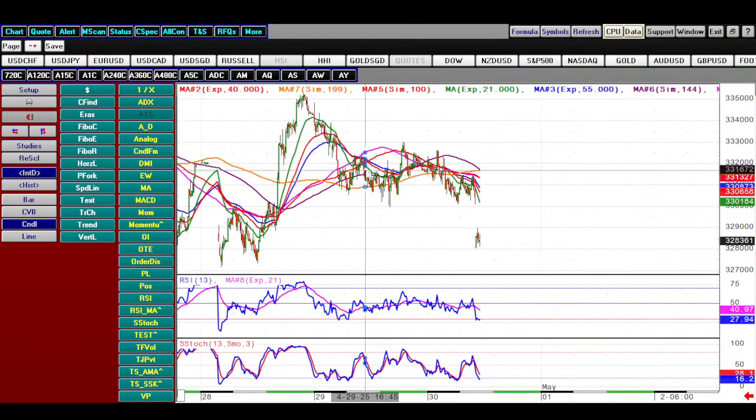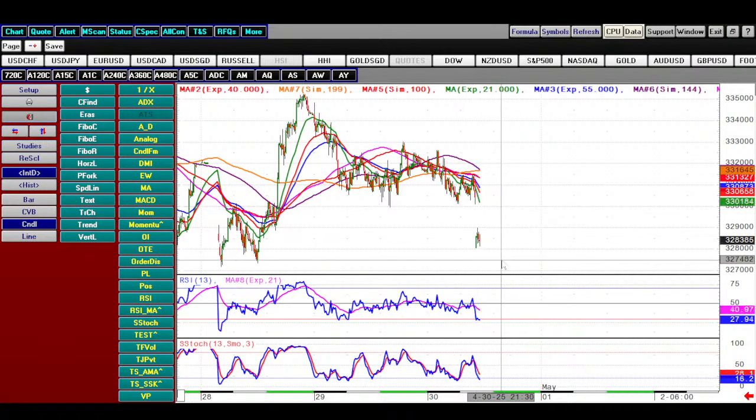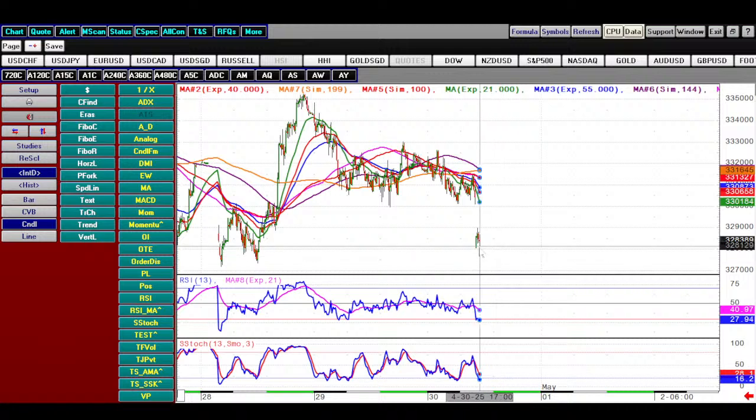As of now, because it's already in an oversold zone, we expect this downside weakness to be limited.